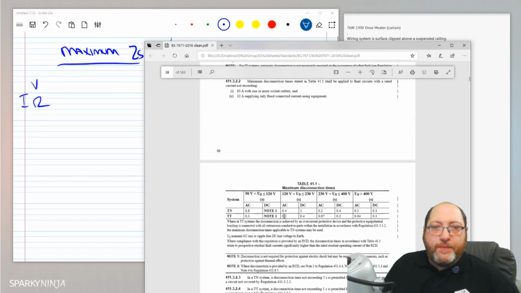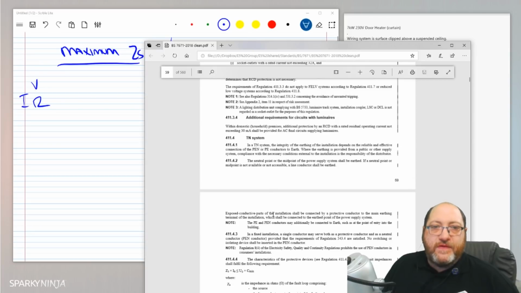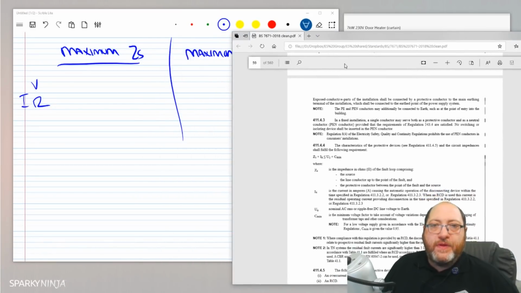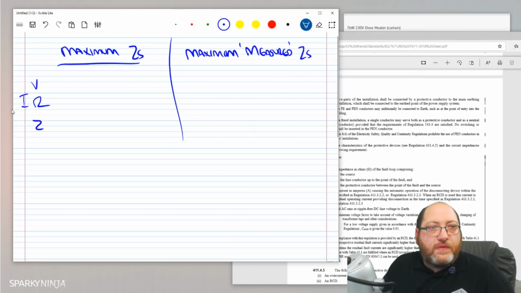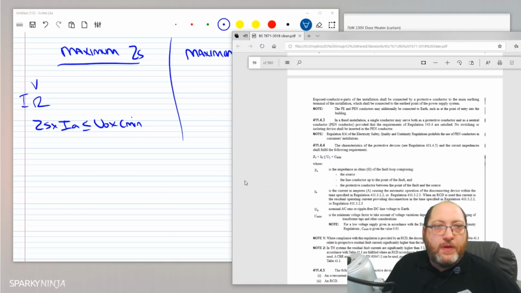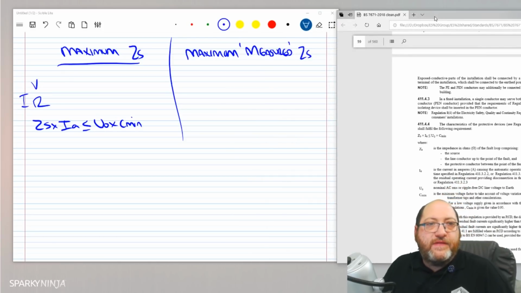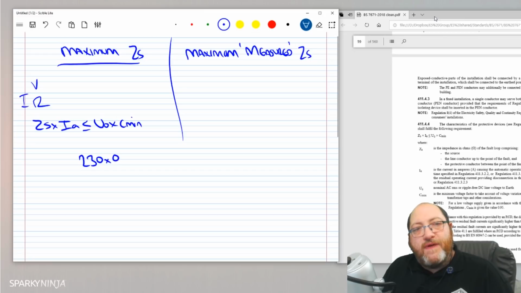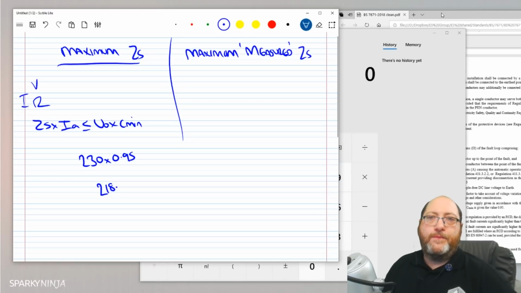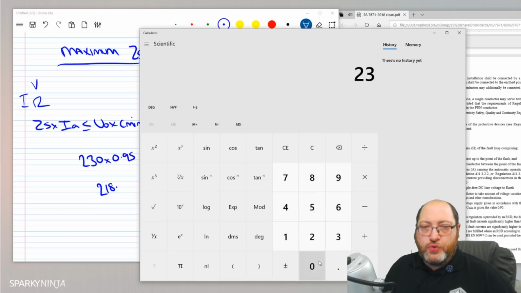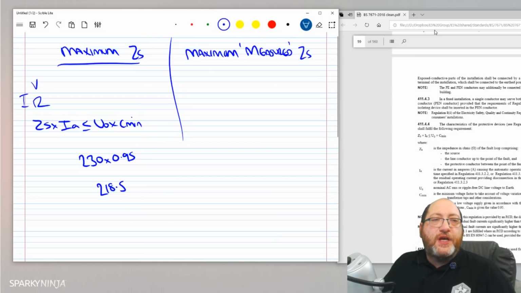So into chapter 41, we've got the disconnection time table, and then we have TN systems, and here's the formula there. Okay, so the Zs times the Ia must be less than or equal to U0 times Cmin. Okay, let's just get back up. So U0 times Cmin is the 230 volt voltage multiplied by the factor of 0.95, which I think brings it down to 218 point something. Yeah, the low voltage variation. 218.5, right? That's all that is. It just changes the V to 218.5.